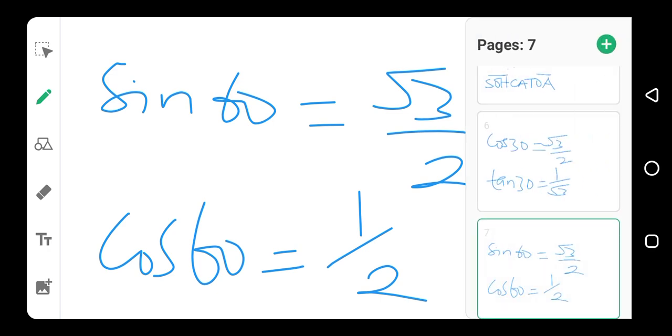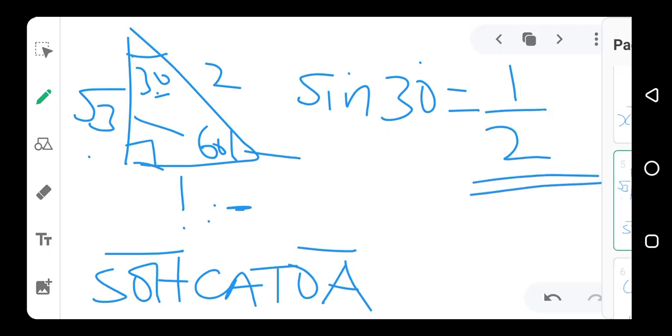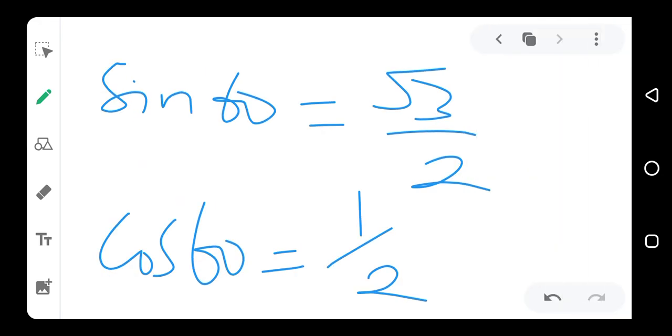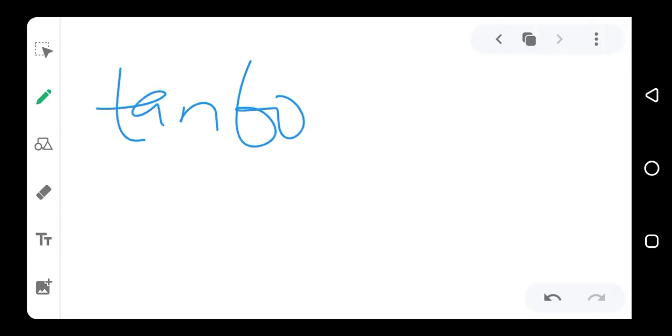Now tan 60 is equal to opposite over adjacent. Opposite is root 3 over adjacent is 1. So root 3 over 1. Tan 60 is equal to root 3 over 1. So this is also how to get sin 60, cos 60, and tan 60.